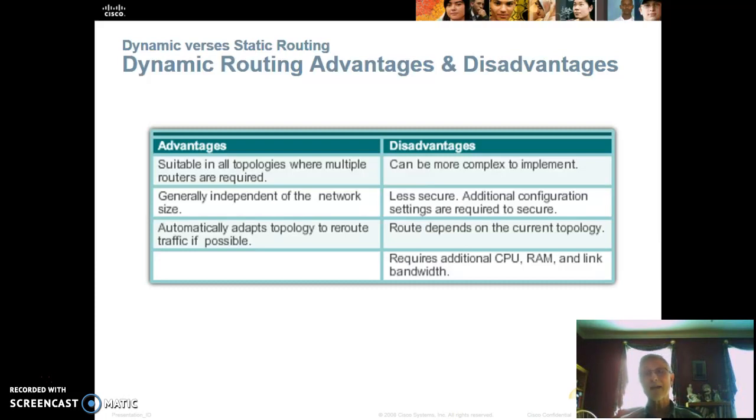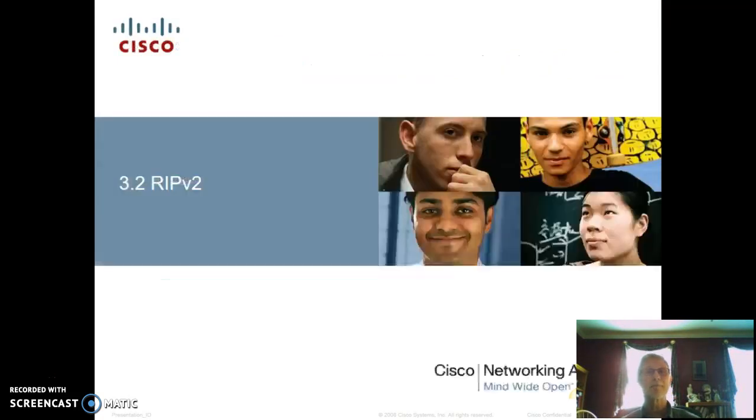The route depends on the current topology. So if the topology changes, you want the dynamic routing protocol to change. And of course it requires more CPU, RAM, and link bandwidth to do all that.